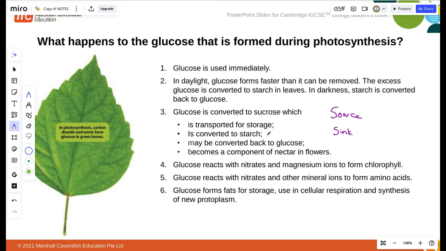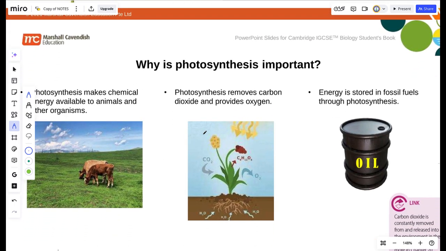Glucose forms fat for storage also. The glucose forms fat and they store it. And these are used in cellular respiration and the synthesis of new protoplasm. Okay, now let's move on to the next stage.